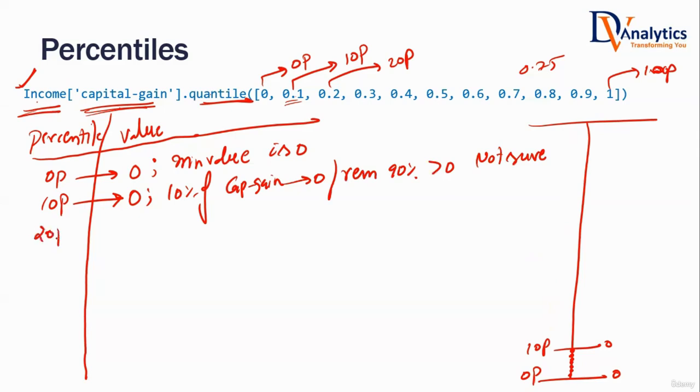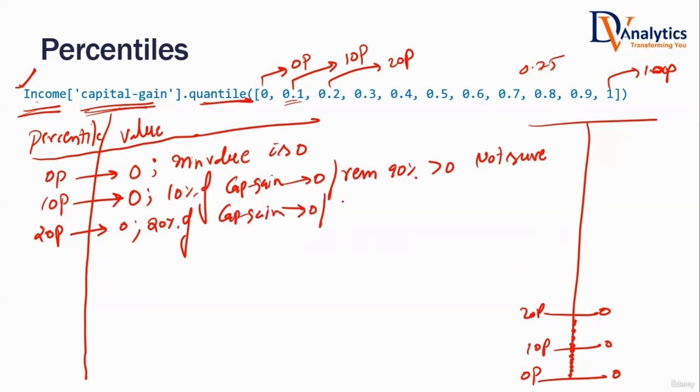What is the 20 percentile value? 0. It is also 0. Tell me, what is the first statement you will write if your 20 percentile value is also coming to be 0? 20% of the capital gain is actually 0. I have seen it with my own eyes.